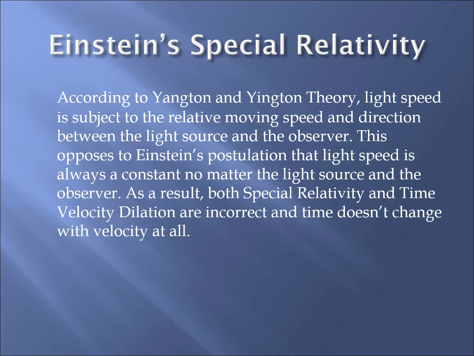Now let's take a look at Einstein's special relativity. According to Yangton and Yington theory, light speed is subject to the relative moving speed and direction between the light source and the observer. This opposes Einstein's postulation that light speed is always a constant, no matter the light source and the observer. As a result, both special relativity and the time-velocity relation are incorrect, and time doesn't change with velocity at all.